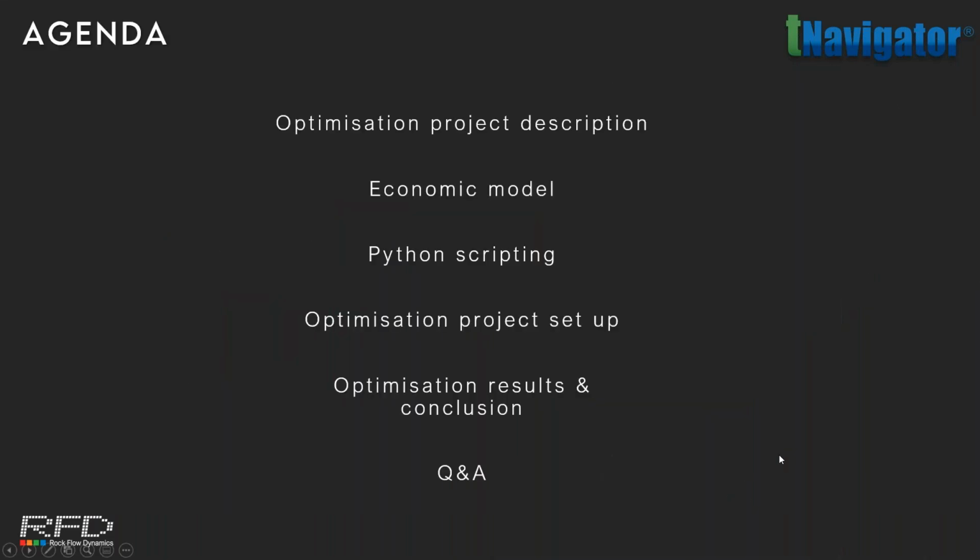Our agenda today is as follows. I will introduce the optimization project and describe what the main objectives for today are. Then we will look through the economic model and Python scripting. After that, we will have a look at how to actually set up the optimization project. And of course, at the end, we will review the results and make some conclusions. As Joanne mentioned, we also have time for questions and answers at the end of today.